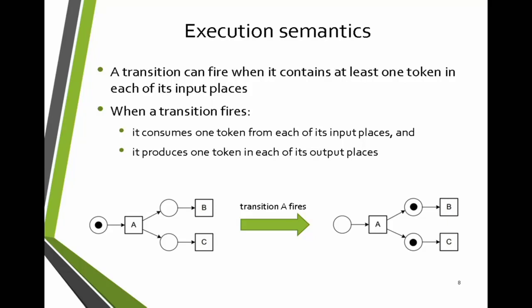It's very important for you to understand the rule. As soon as you fire a transition, you consume a token out of every input place and you produce a token in every output place of the transition, right?